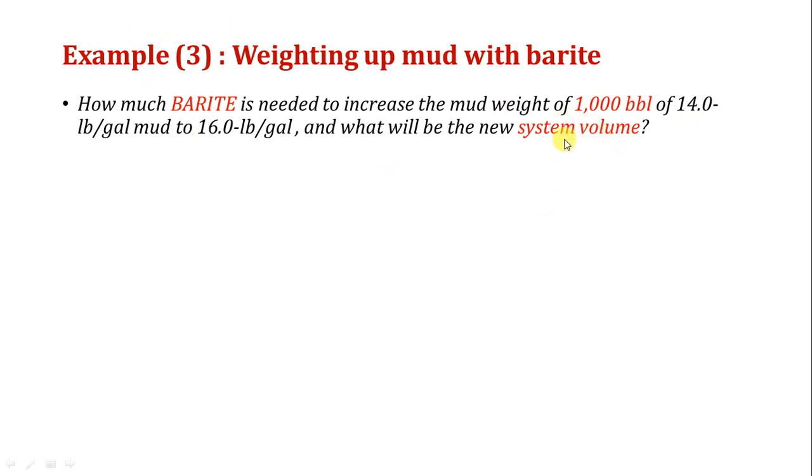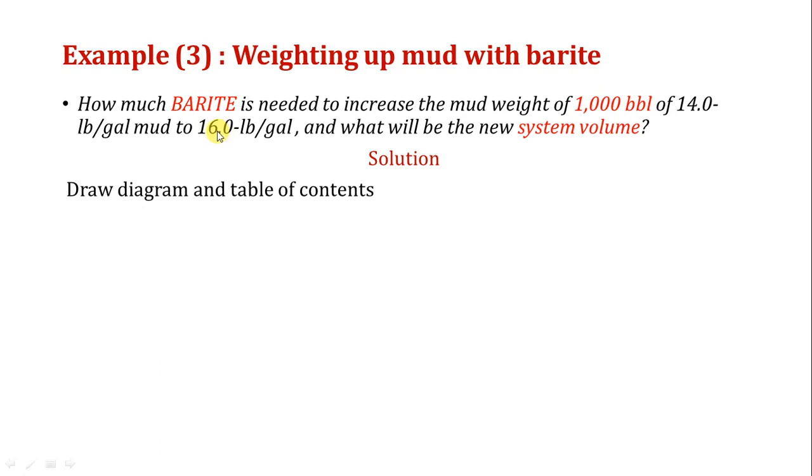Actually, I gave you yesterday in the high mud weight a very important note that one big bag of the barite increases the volume by 3.4. But how does this equation come? Let's check here. There will be a mud of 14 PPG. This is mud weight 1, and its volume is 1,000 barrels. This is V1. And the final mud weight is 16 PPG.